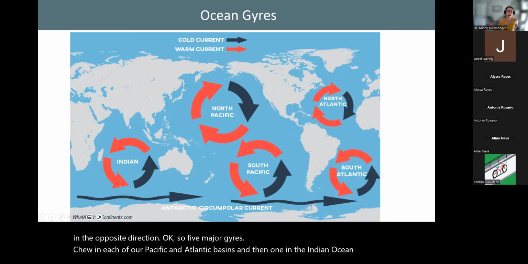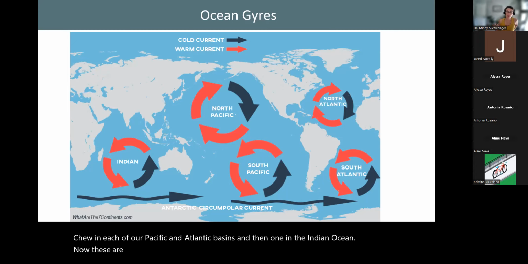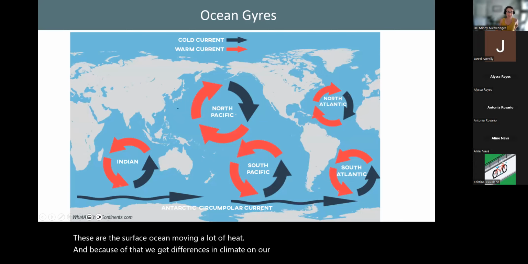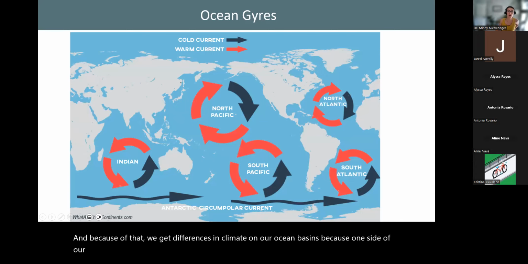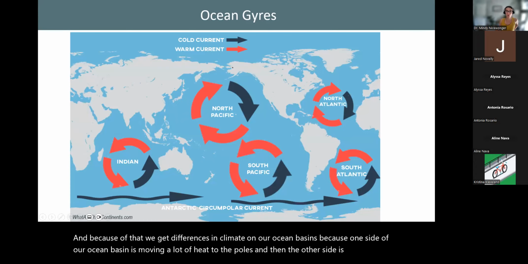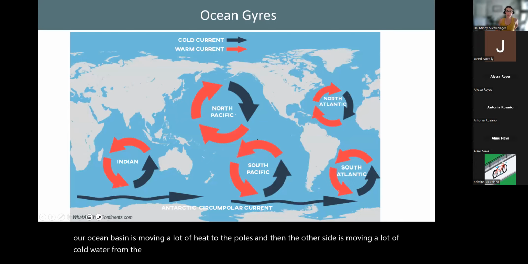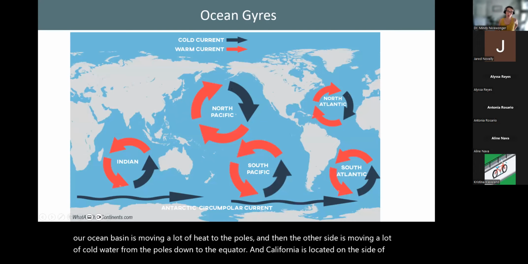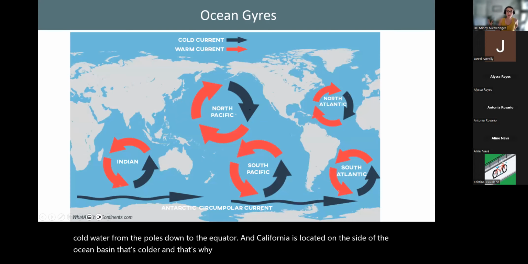Now, these are the surface ocean moving a lot of heat. And because of that, we get differences in climate on our ocean basins, because one side of our ocean basin is moving a lot of heat to the poles, and then the other side is moving a lot of cold water from the poles down to the equator. And California is located on the side of the ocean basin that's colder. And that's why the climate of California is a little bit more desirable for people because it's not as hot as, say, the East Coast of the United States.